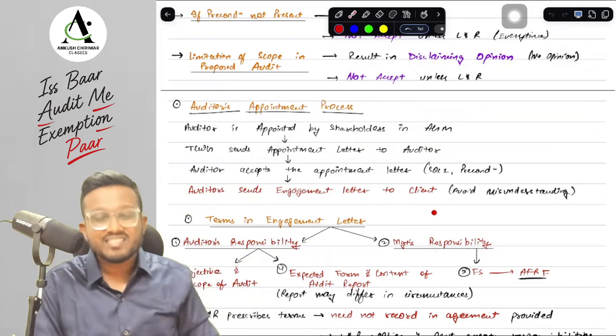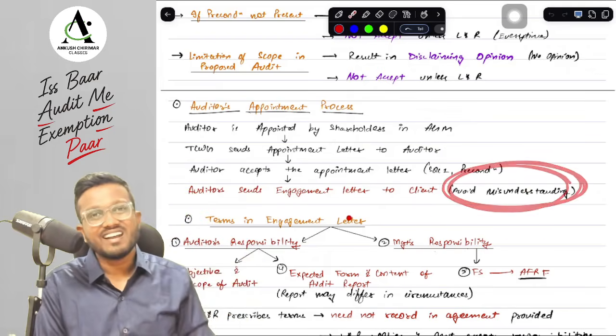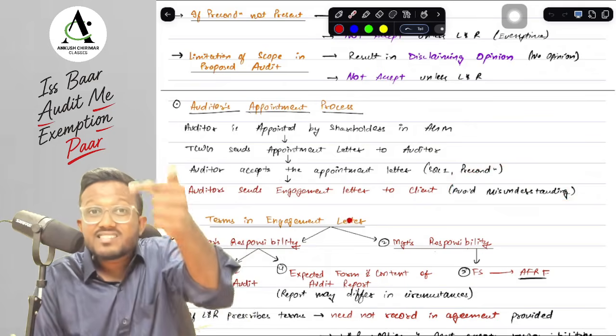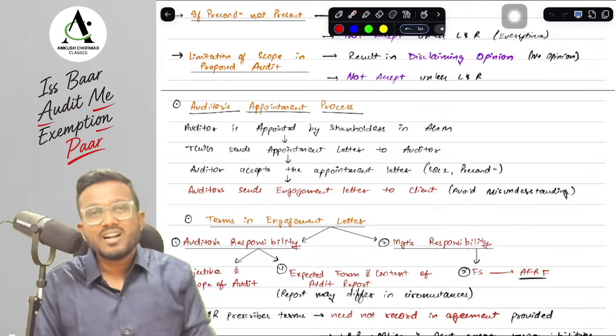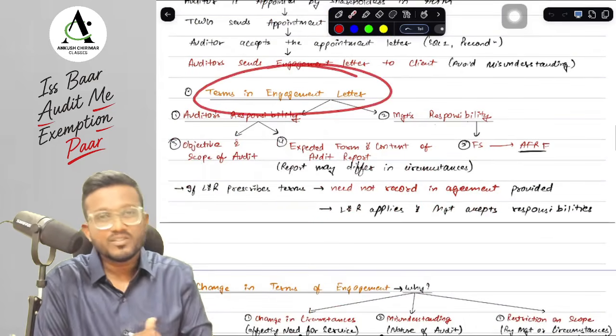Now why is this engagement letter sent? So that we can avoid misunderstanding. This is your main part. The auditor sends the engagement letter, not the client. The auditor sends the engagement letter to the client. Okay, yes sir. Now what are the terms of the engagement letter, sir?